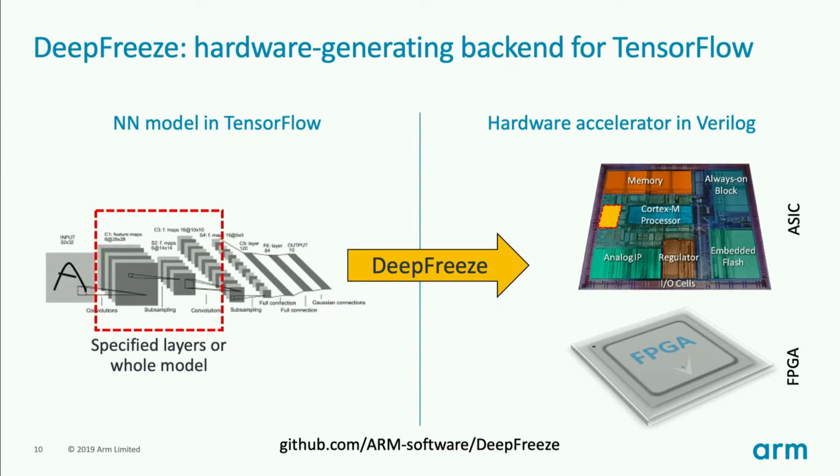Okay, and to help us explore this, we implemented a tool called DeepFreeze. This is basically a hardware generating backend for TensorFlow. You give it a neural network model in TensorFlow, and you specify a set of layers, or the whole model, and it generates a hardware accelerator in Verilog, which you can implement for ASIC or even FPGA. And we've open sourced that tool.